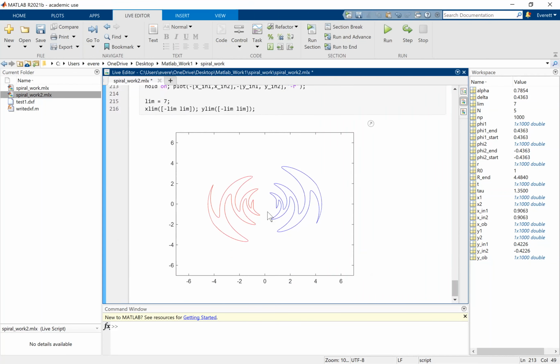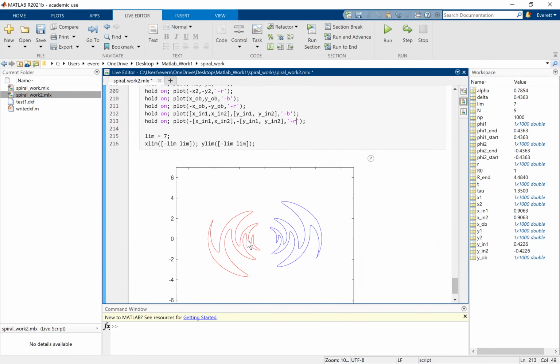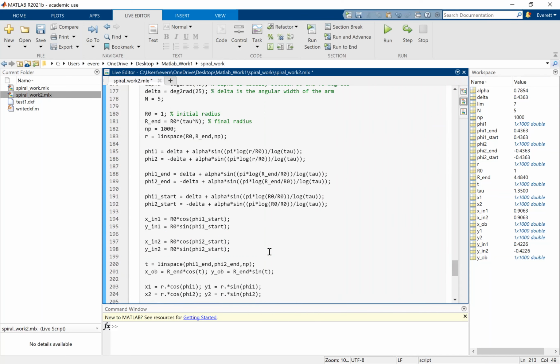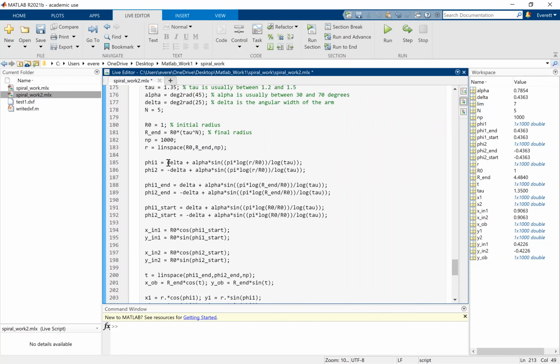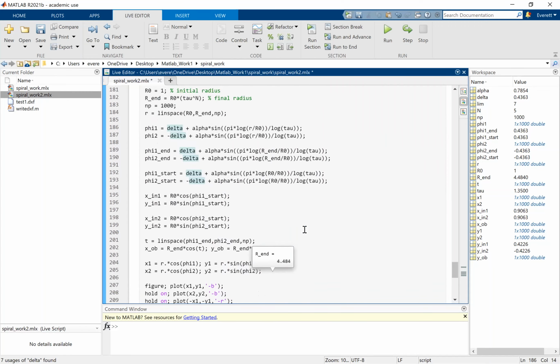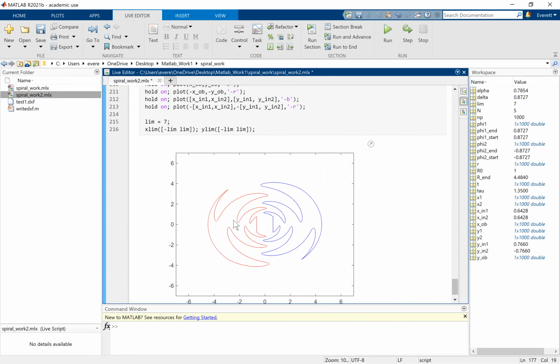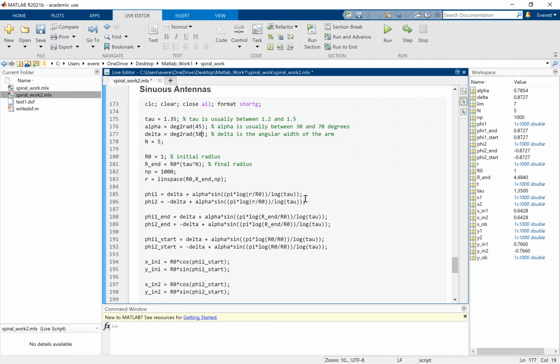But again, most sinuous antennas don't have two arms. They have four arms, actually. So we want to get into how we make those extra two arms. Well, we know that this delta here is an angle, and that changes the angle of each of these edges here. Again, if we make delta, for example, something really big like 50, that makes the spiral arms very big. Well, let's use that. So let's turn this back to 25.